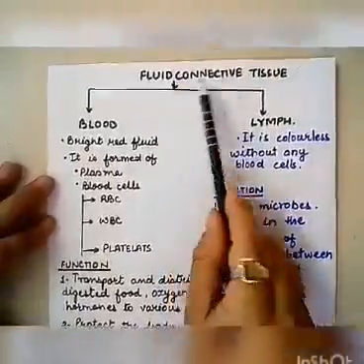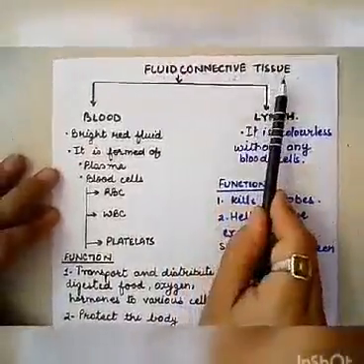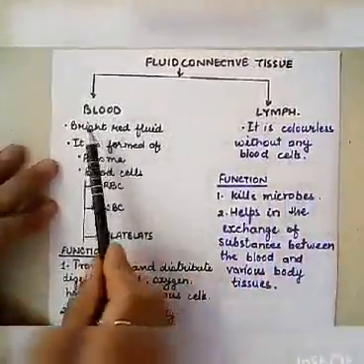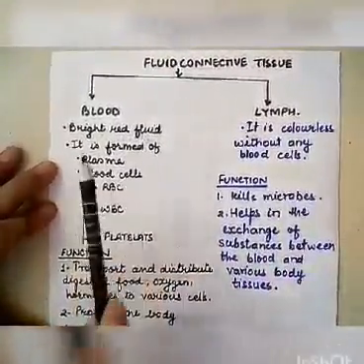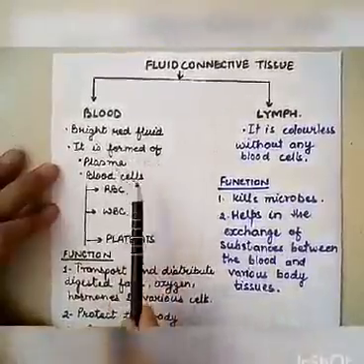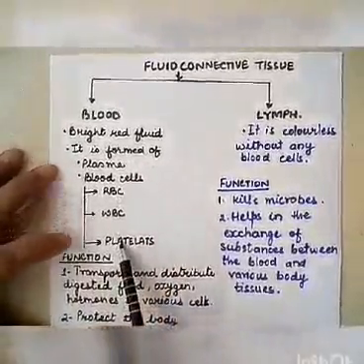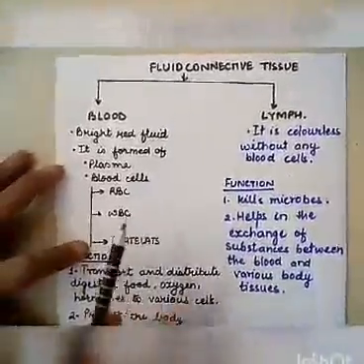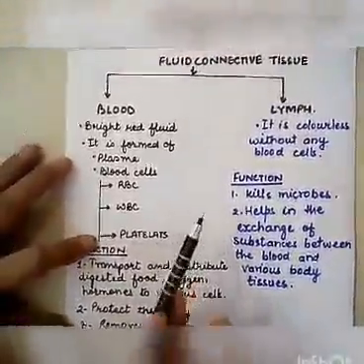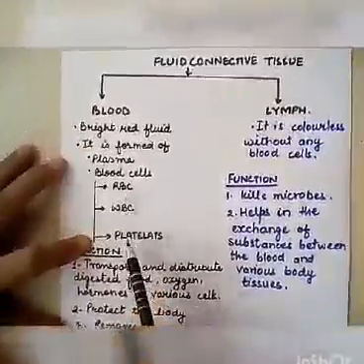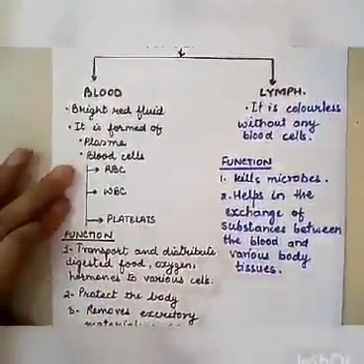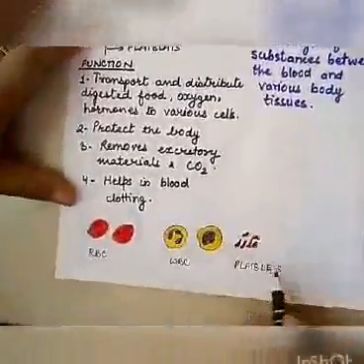Now coming to the third type of connective tissue, that is fluid connective tissue. 2 types of this are there: blood and lymph. Blood is bright red in color. It is formed of plasma and blood cells. 3 types of blood cells are there. That is why blood is known as connective tissue. Why these 3 types of cells are present: RBC, WBC, and platelets. This is RBC, this is WBC, this is platelets.